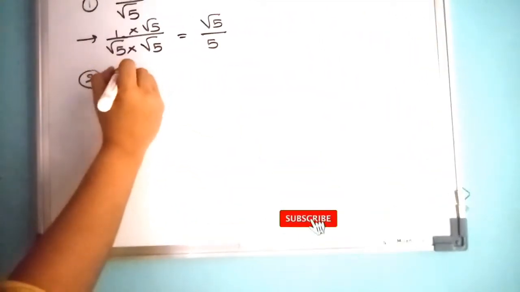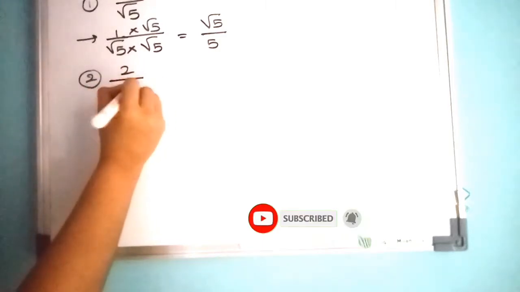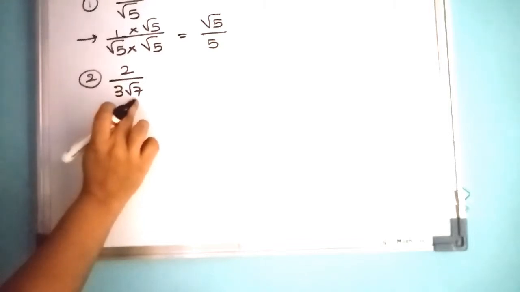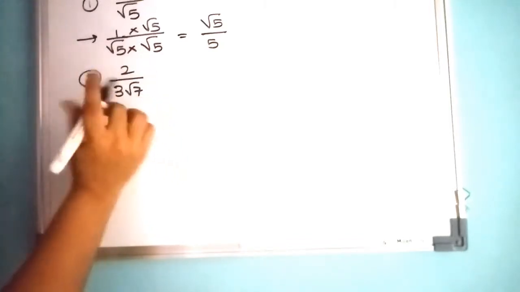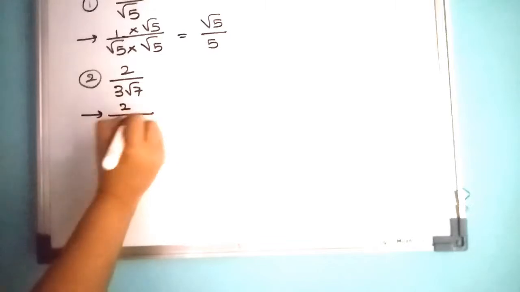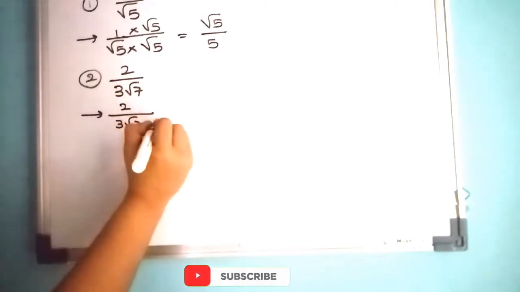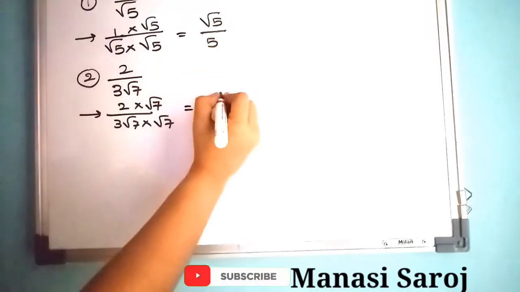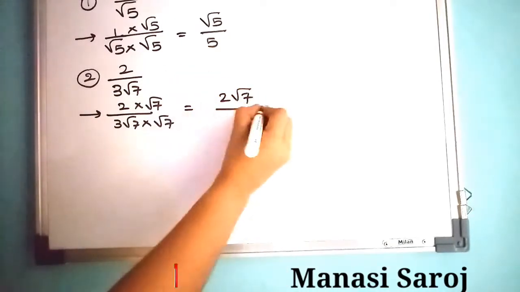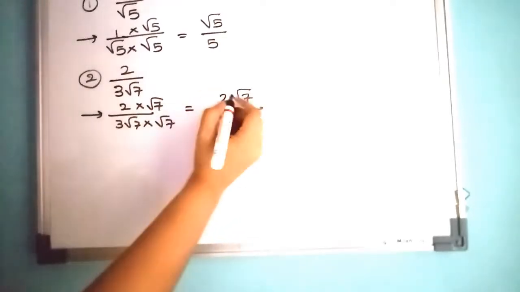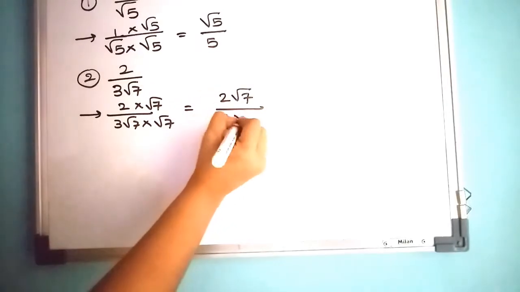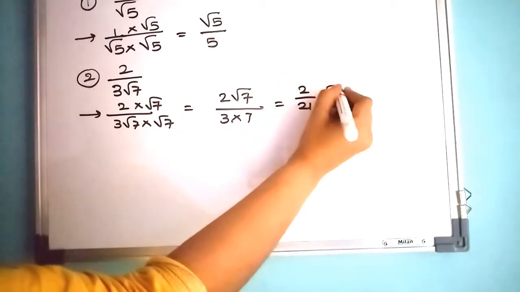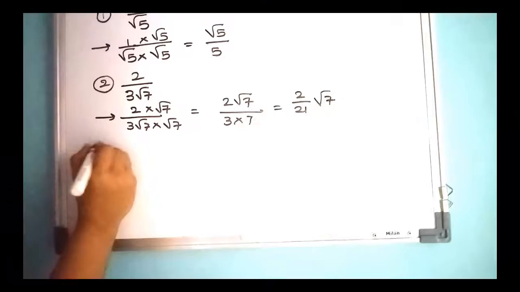Question 2 is 2 upon 3 root 7. So we will multiply the term with root 7. No need to take 3. Root 7 into root 7 will be rationalizing it. So to the numerator as well as denominator we will multiply by root 7, and that will give 2 root 7 upon 3 into 7. That is equal to 2 root 7 upon 21.